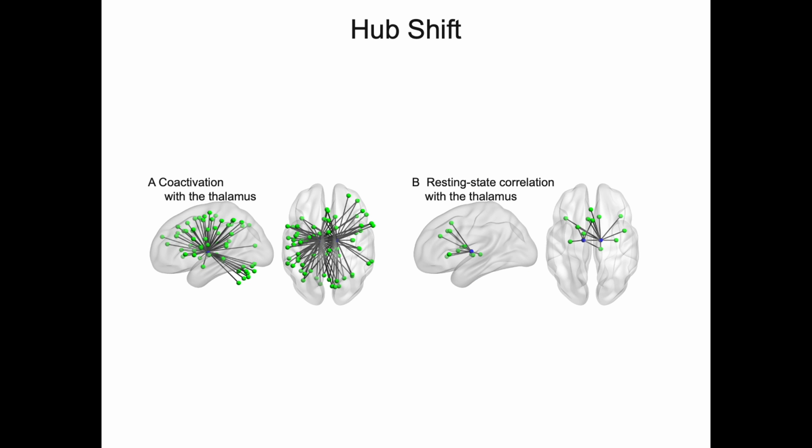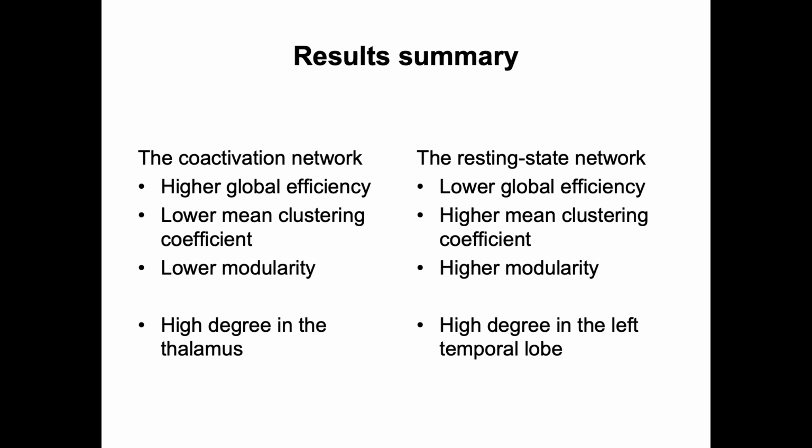Further, what we can show is that the thalamus in activation, co-activation, was more active compared to the resting state. So what we found is that the co-activation network has higher global efficiency, lower mean clustering coefficient, lower modularity, and high degree in thalamus, while the resting state network has lower global efficiency, higher mean clustering coefficient, higher modularity, and high degree in left temporal lobe.